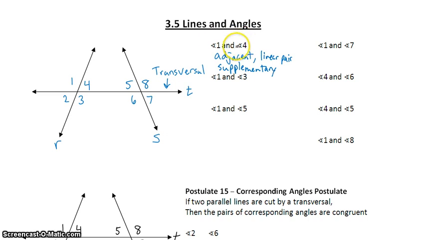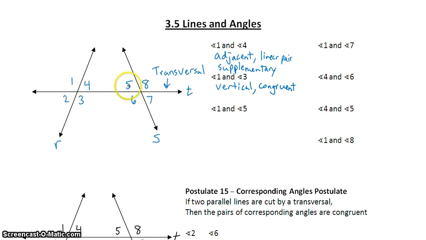1 and 4 aren't the only angles that are adjacent, form a linear pair, and are supplementary. They're just an example. All of these will just be examples of the different kinds of angles. 1 and 3 are across from each other, which means that they are vertical. And by the vertical angles theorem, if two angles are vertical, then they are congruent.